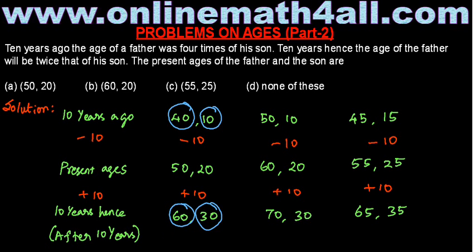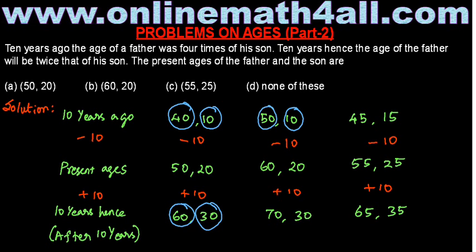So when we move to option B, 10 years ago, the age of father was 50 and age of son was 10. So the first information is that 4 times the age of the son must be equal to the age of the father. But here, when we multiply 10 by 4, we have to get 40. But in option B, we have 50, 10 years ago. So the first condition itself is not satisfied by option B. So we don't have to consider option B.